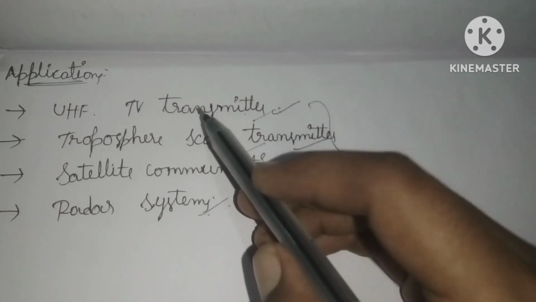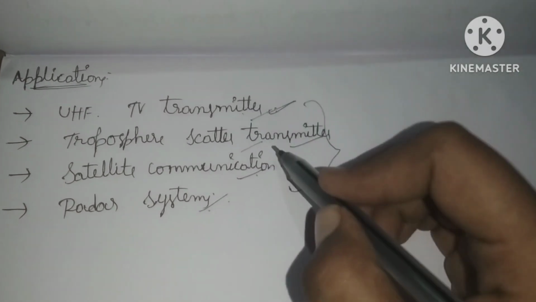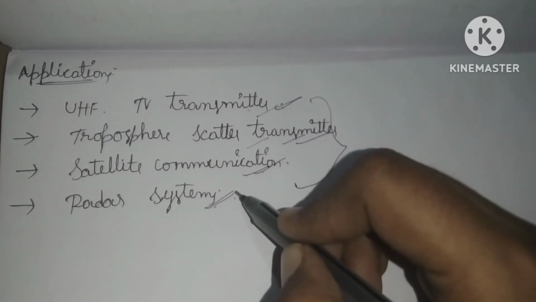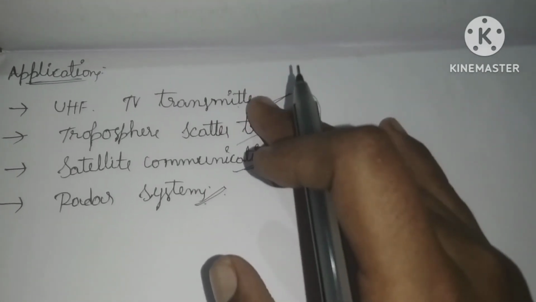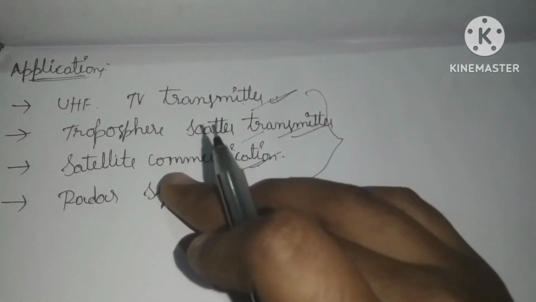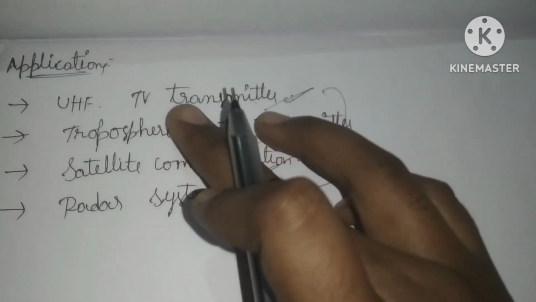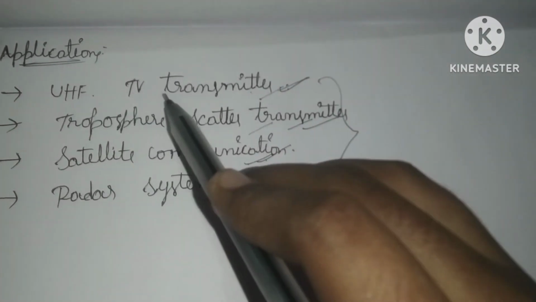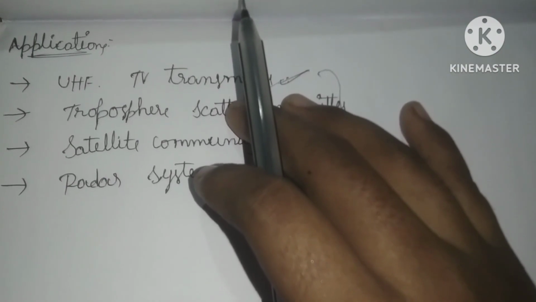Now the applications of the two cavity klystron amplifier: first of all, these are used in UHF TV transmitters and troposphere scatter transmitters and satellite communication and radar systems. These are the applications of the two cavity klystron amplifier. These are used in satellite communications, radar systems, tropospheric scatter transmitters and UHF TV transmitters. UHF is nothing but ultra high frequency TV transmitters. These are some of the applications of the two cavity klystron amplifier.